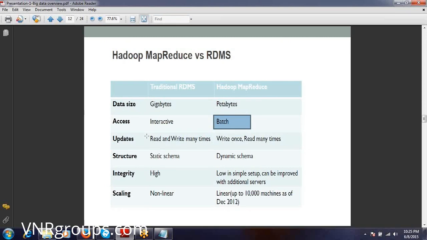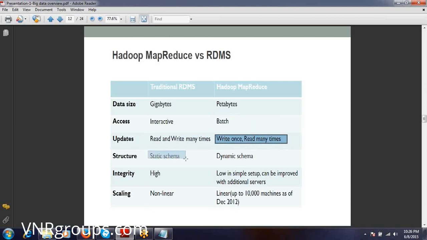And updates, you can read and write many times in the traditional system. Like if you take the example of ATM, each time when you withdraw the amount, it should be updated in your database, even if you have withdrawn 5 times in a day. Means read and write many times. But in Hadoop, we are going to copy our data set once onto the Hadoop, and then we are going to analyze it many times.